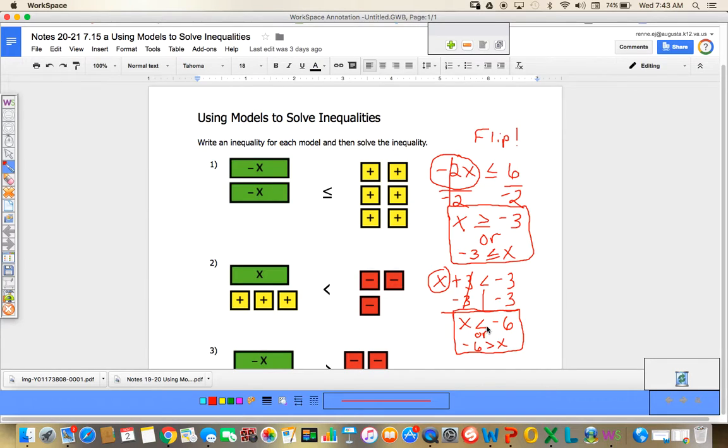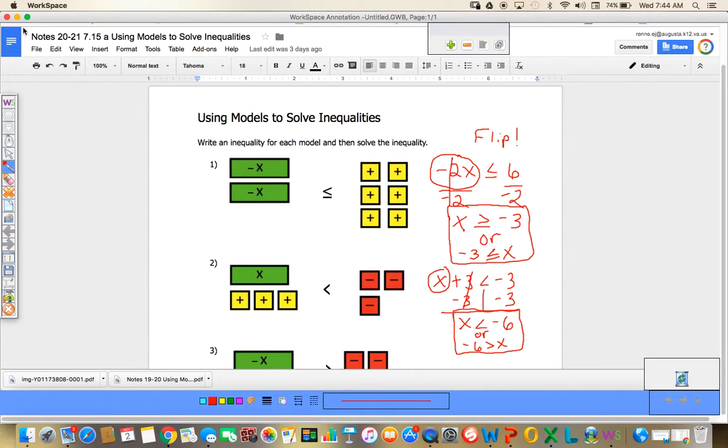Now, if I want to check to make sure the symbol is correct, I've got to pick a number less than negative 6. So I'm going to choose negative 7. Negative 7 plus 3 is negative 4. I subtract and keep the sign of the most. Is negative 4 less than negative 3? It is. My answer checks, and I'm good to go.